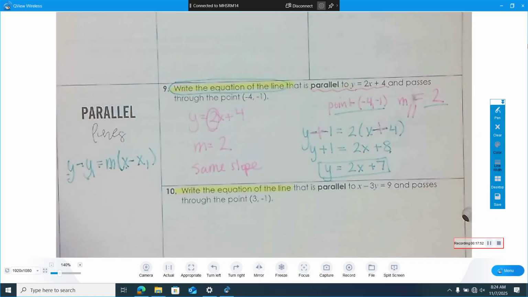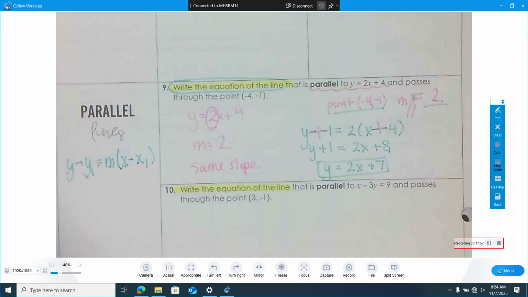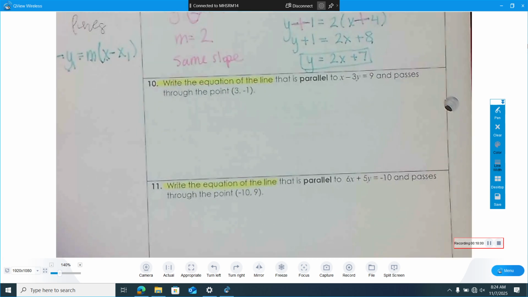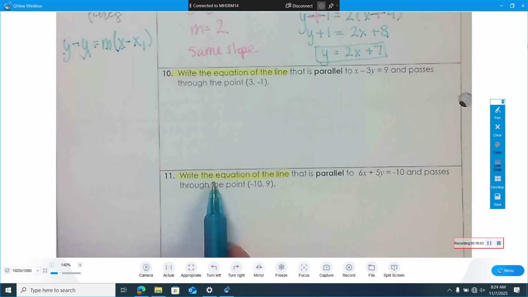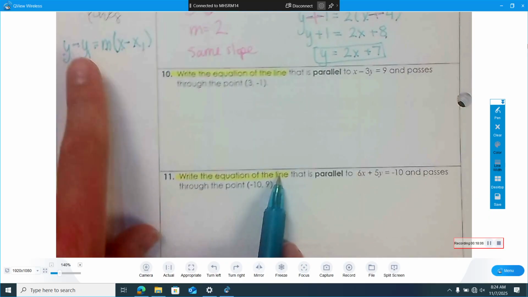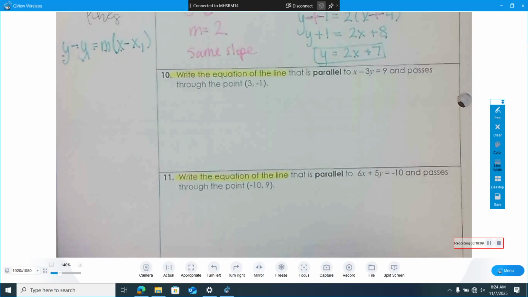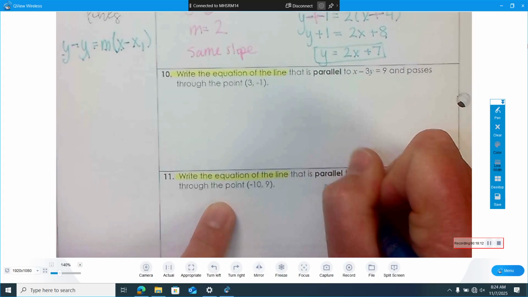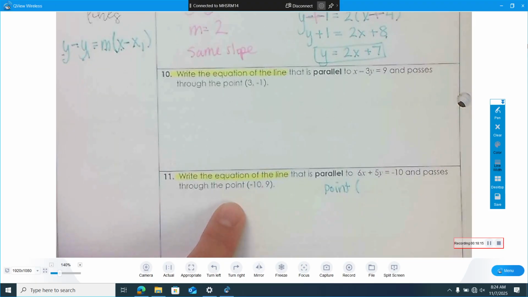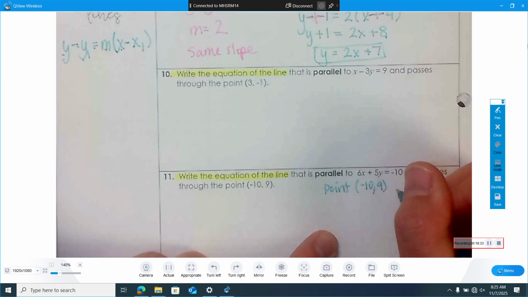Okay. Alrighty. So then, let's see. Let's go down to number 11. Number 11, again, says write the equation of the line. Again, if it says write the equation of the line, I'm going to use my point slope form. Do I have a point? All right, but what's the point I'm going to use? -10, 9. All right. I have the point that I'm going to use. They wanted my line to pass through -10, 9. So I have a point.